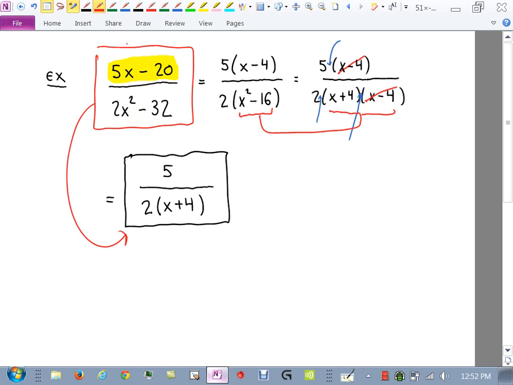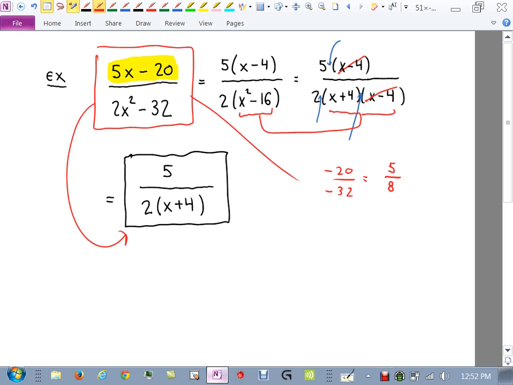So if I plug 0 into the top one, I get negative 20 divided by negative 32. What number goes into both of those? 2 does, but also a 4, right? 4 goes into 20 5 times, 4 goes into 32 8 times, and a negative divided by a negative is positive, isn't it? So I get 5/8.